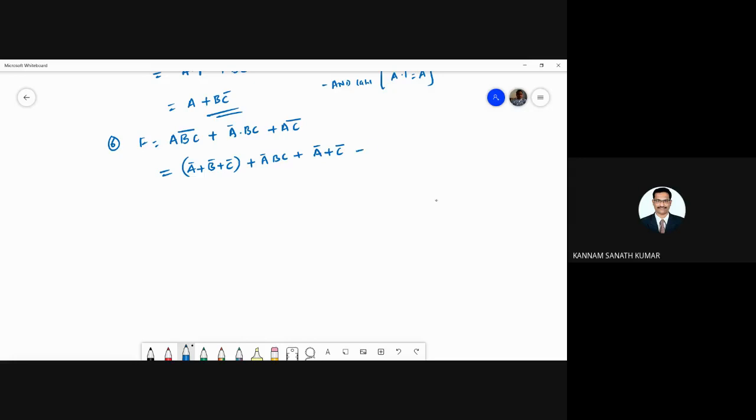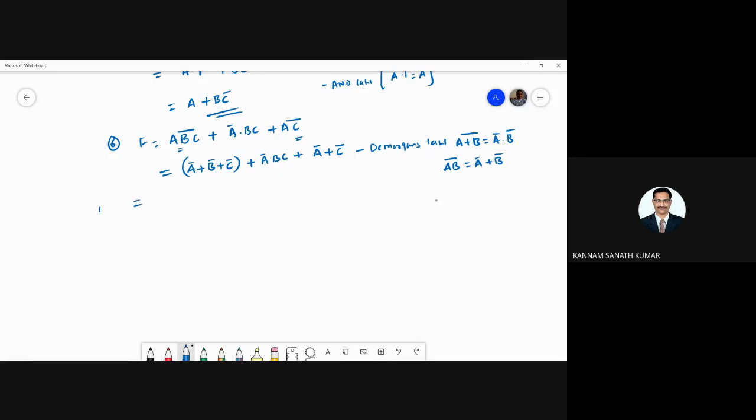So what I applied is De Morgan's law. When you apply the whole complement, the complement becomes applicable to each and every term, and OR converts to AND, and AND converts to OR. So this is De Morgan's law applied: (AB) bar equal to what? A bar plus B bar. I applied De Morgan's to this term and this term.